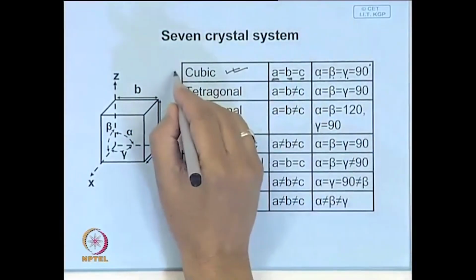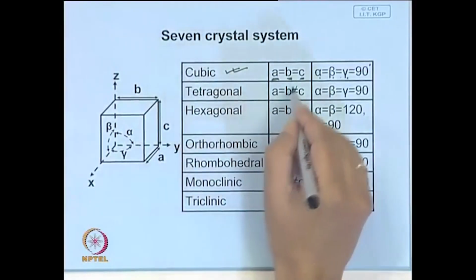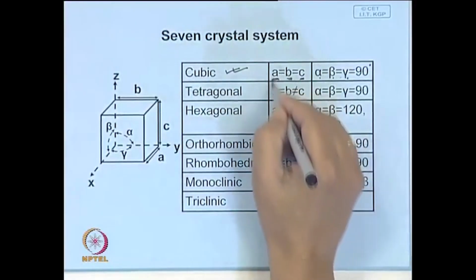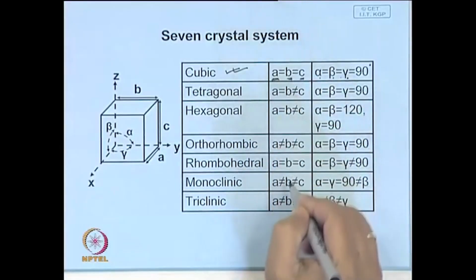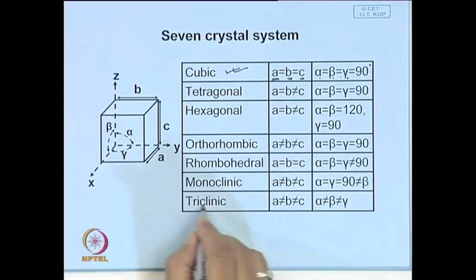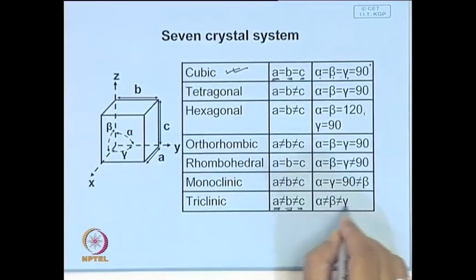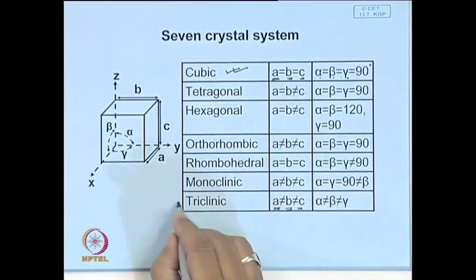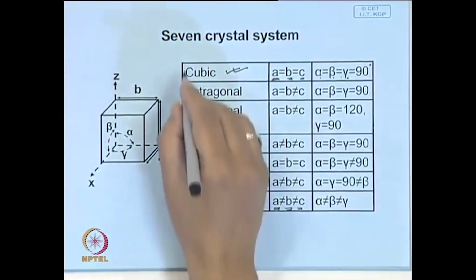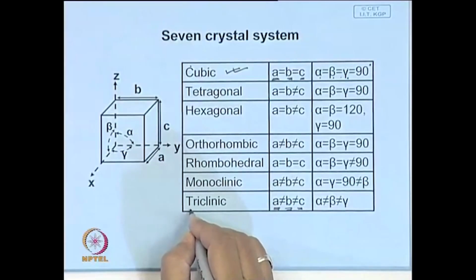This is the most symmetric crystal that we can think of, and as you go down, the element of symmetry goes on decreasing, and you have the other extreme, triclinic, where none of the parameters a, b, c are equal, and none of the angles alpha, beta, gamma are equal. So, this has the highest symmetry, and this has the least symmetry.